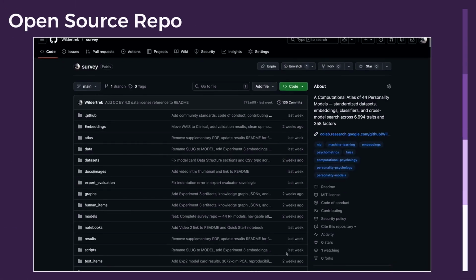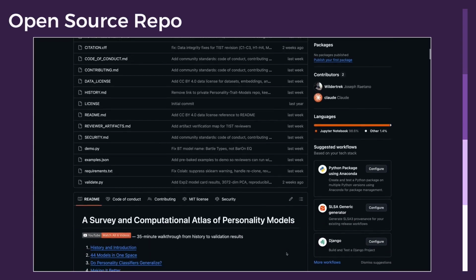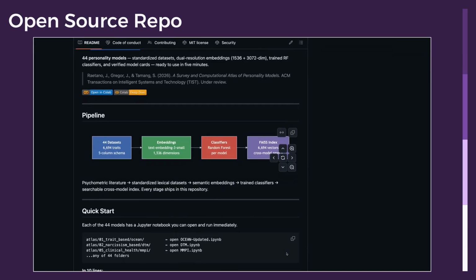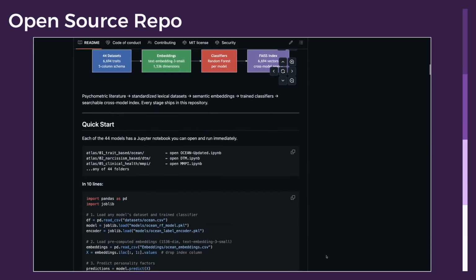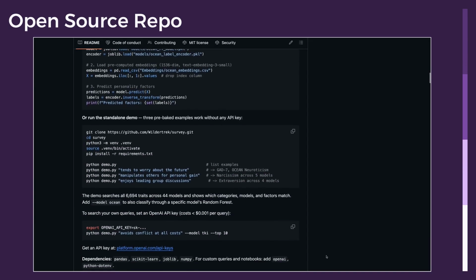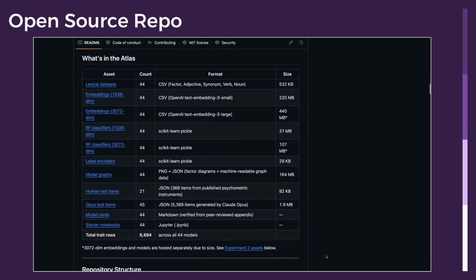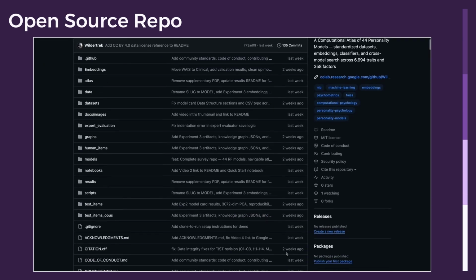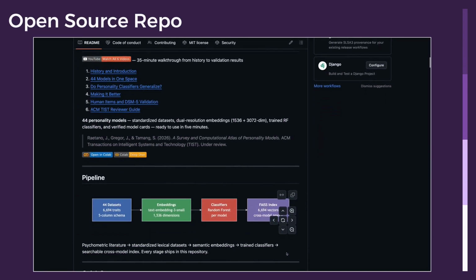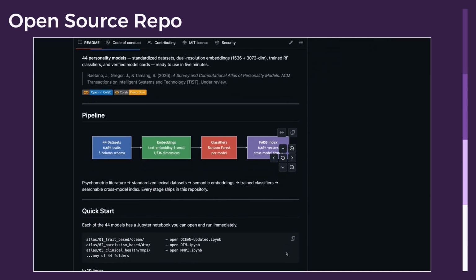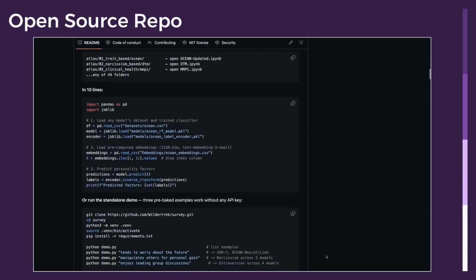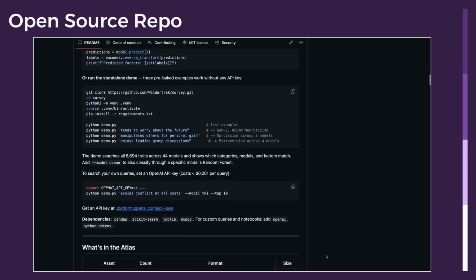The survey repository, everything needed to reproduce the atlas. No API key required. 44 CSVs, one per personality model. Factor, adjective, synonym, verb, and noun label for every trait. 44 pre-computed embedding files. 1,536 dimensional vectors, one row per trait. 88 files. One trained random forest and one label encoder per model. Pre-computed assets for all three experiments. 5,052 GPT-4o test items. 368 human-authored items. 222 DSM-5 disorder embeddings. No API calls needed.